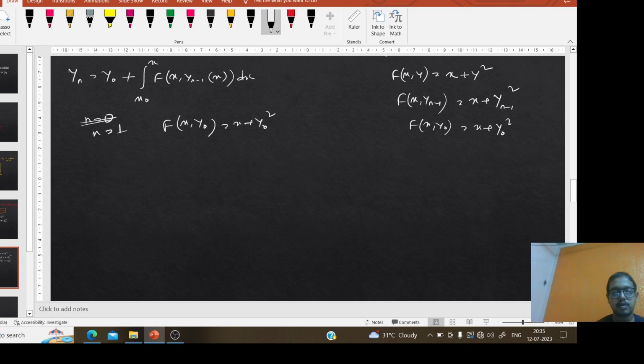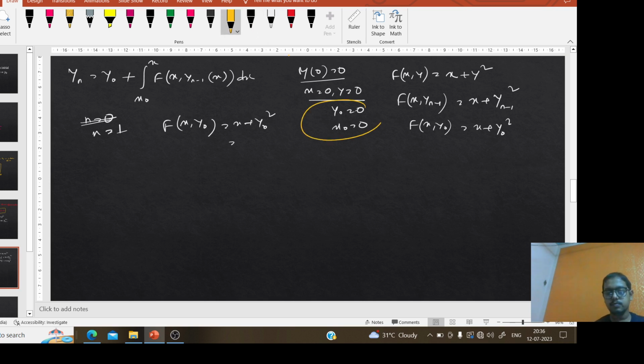What is the value of y0? Again, it is given that y of 0 is equal to 0. That means x is equal to 0, y is equal to 0. So we get here that y0 is 0 and x0 is 0. So here we get f(x, y0) is x.